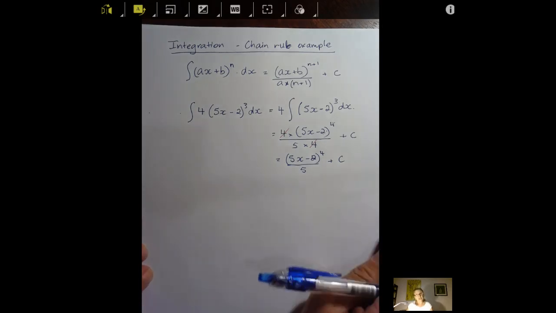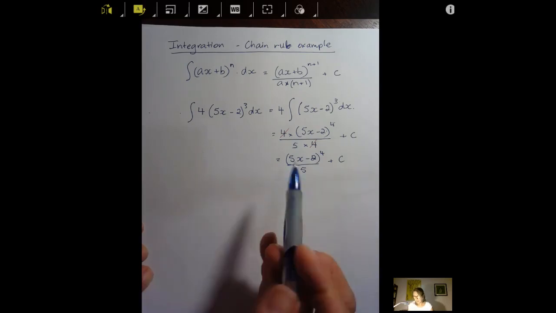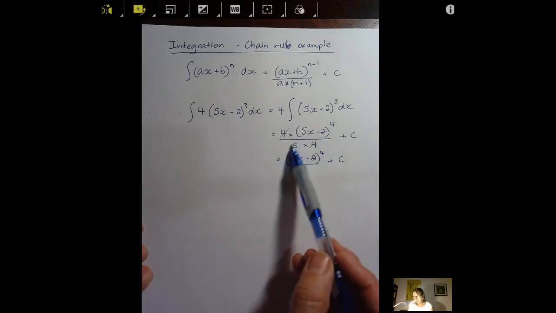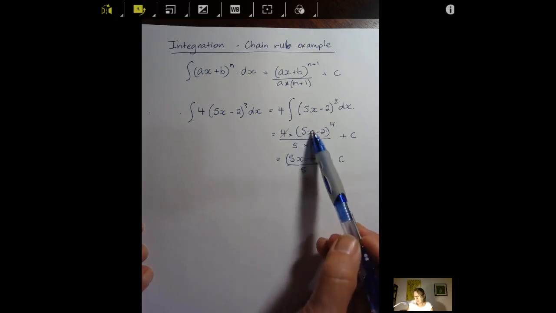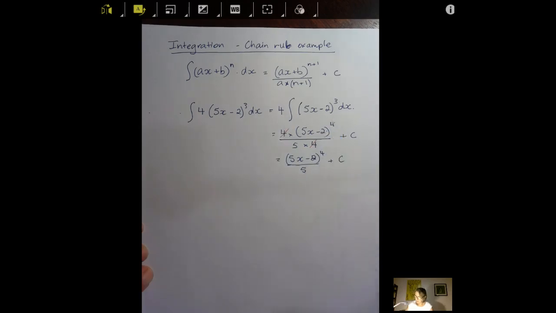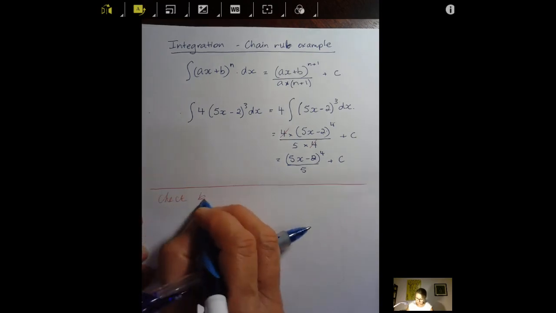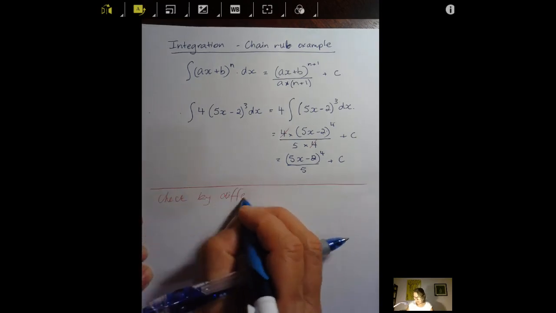So not that difficult, it's just a similar process to our chain rule when we were differentiating, but instead of multiplying, we're going to divide by those two values, and instead of taking our power down 1, we take it up 1. So let's have a look. If I've done this correctly, I can check this by differentiation.